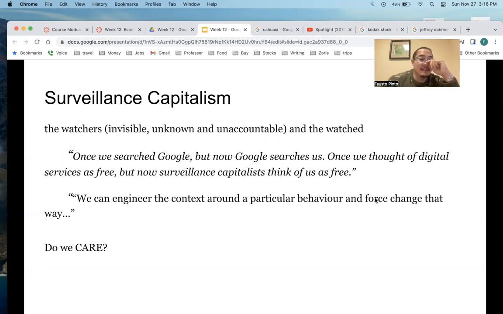So that ties into surveillance capitalism, which is one of the readings that we have and what we talked about a little bit over the semester. There are two types of people in surveillance capitalism: the watchers and the watched. We are the watched. They're monitoring all our data, all our things, all our cookies, Google, Facebook, Instagram.